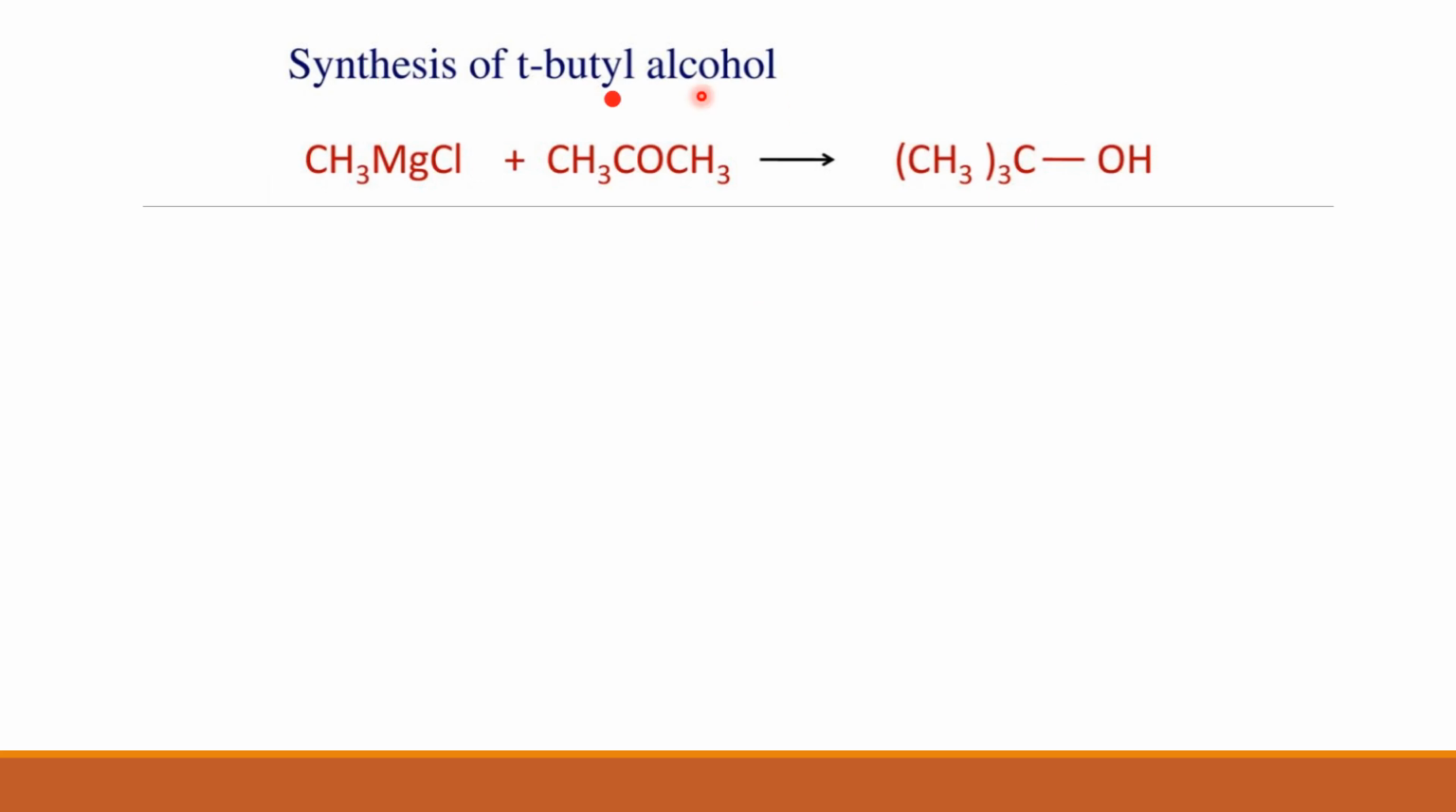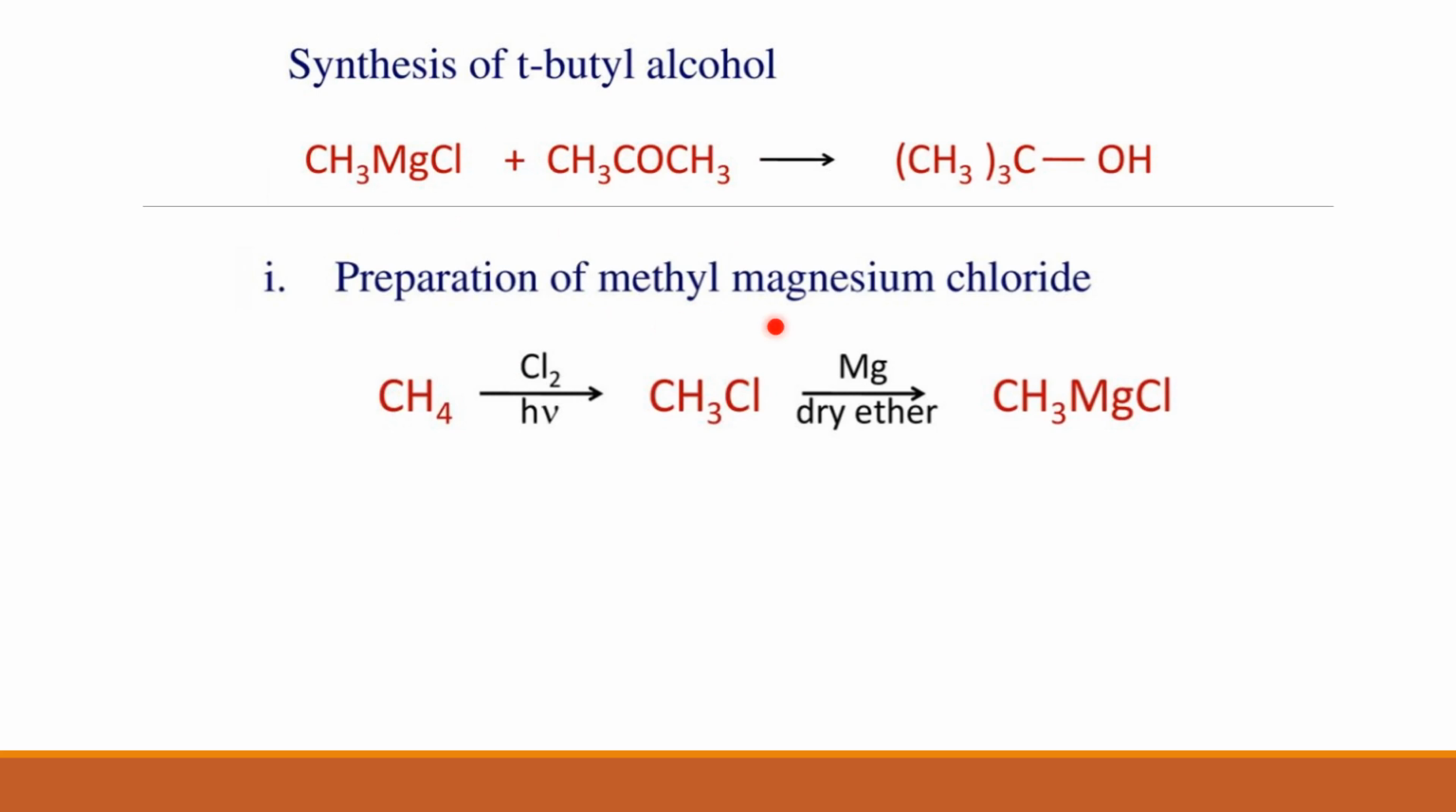Okay, and it can be synthesized by reacting these two substances. So what we do in convergent synthesis, in one reaction we will prepare a Grignard reagent, and in a second reaction we will prepare acetone. So see, first step, preparation of Grignard reagent. So this is a Grignard reagent.